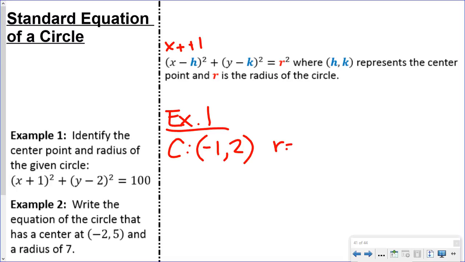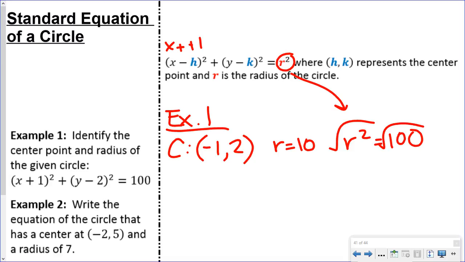And then what's the radius going to be? Because we know radius squared equals 100. So if you square rooted that, radius is 10. You don't have to show that square root piece. I was just showing you from this part of the equation. We knew that in this it was 100, and so you square root it to get the radius.